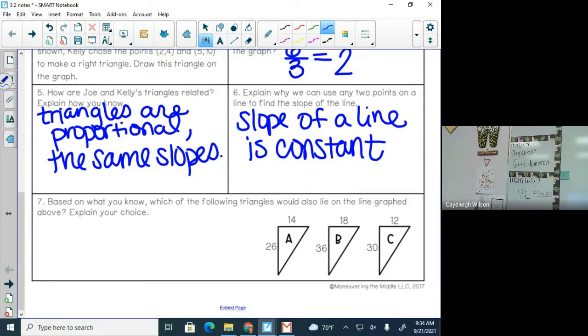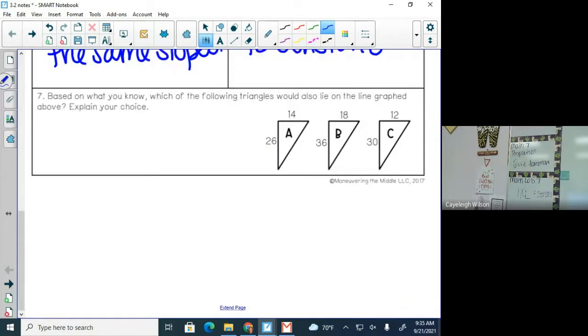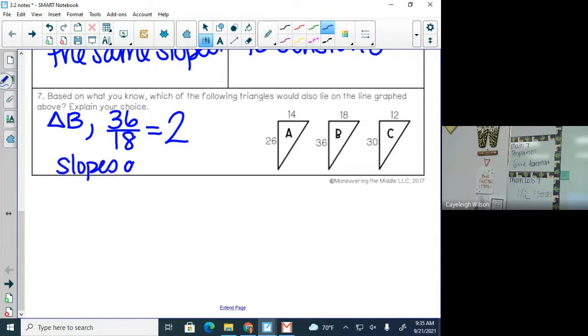Addison? B, does everybody agree? Yep. It is B. It is triangle B, and in math, you can always use a little triangle, and we assume that that means triangle B. So triangle B, and the reason triangle B is the same is because what? Or you could say because it's rise over run, and 36 over 18 is the same as 2. So the slopes are the same, which means that it would lie on that same line because it would still have the same rise over run.